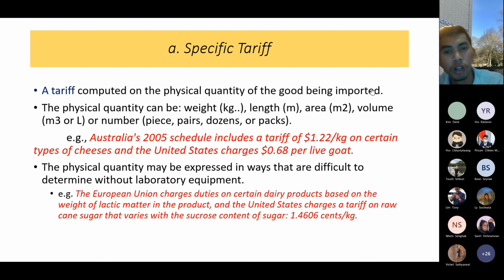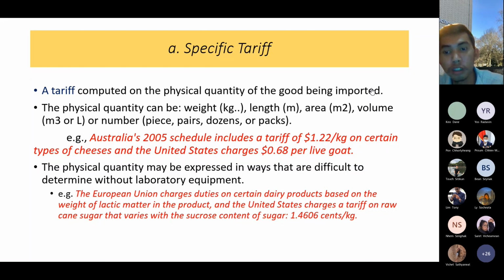So it's very hard, very complicated, because it's very technical. We need more laboratory equipment to support. But for developed countries like the US, UK, Canada, Australia, they have very highly advanced technology to measure the kilogram, the weight, the length of the good. So the specific tariff, as a form of NAV expressed in physical quantity, is always burdensome and problematic for countries that have no enough technological capacity, especially laboratory equipment. For example, the European Union charges duty on certain dairy products based on the weight of lactic matter in the product.